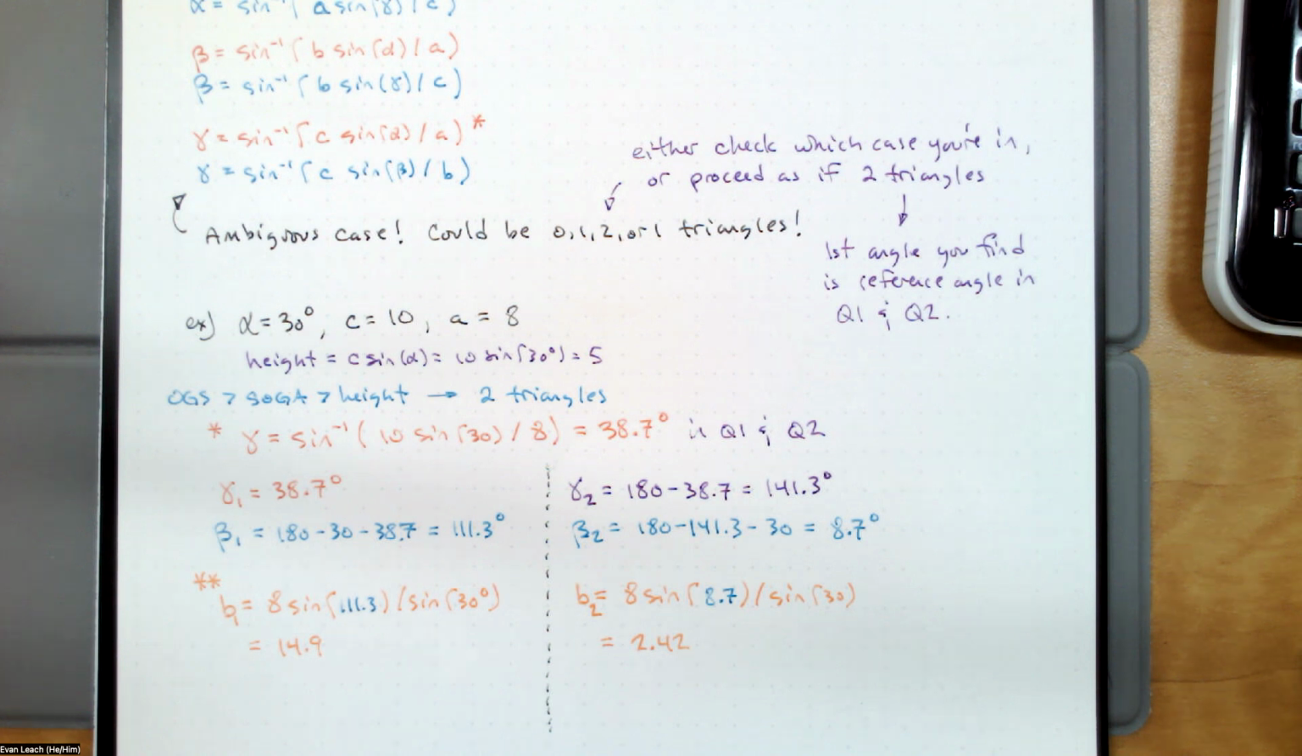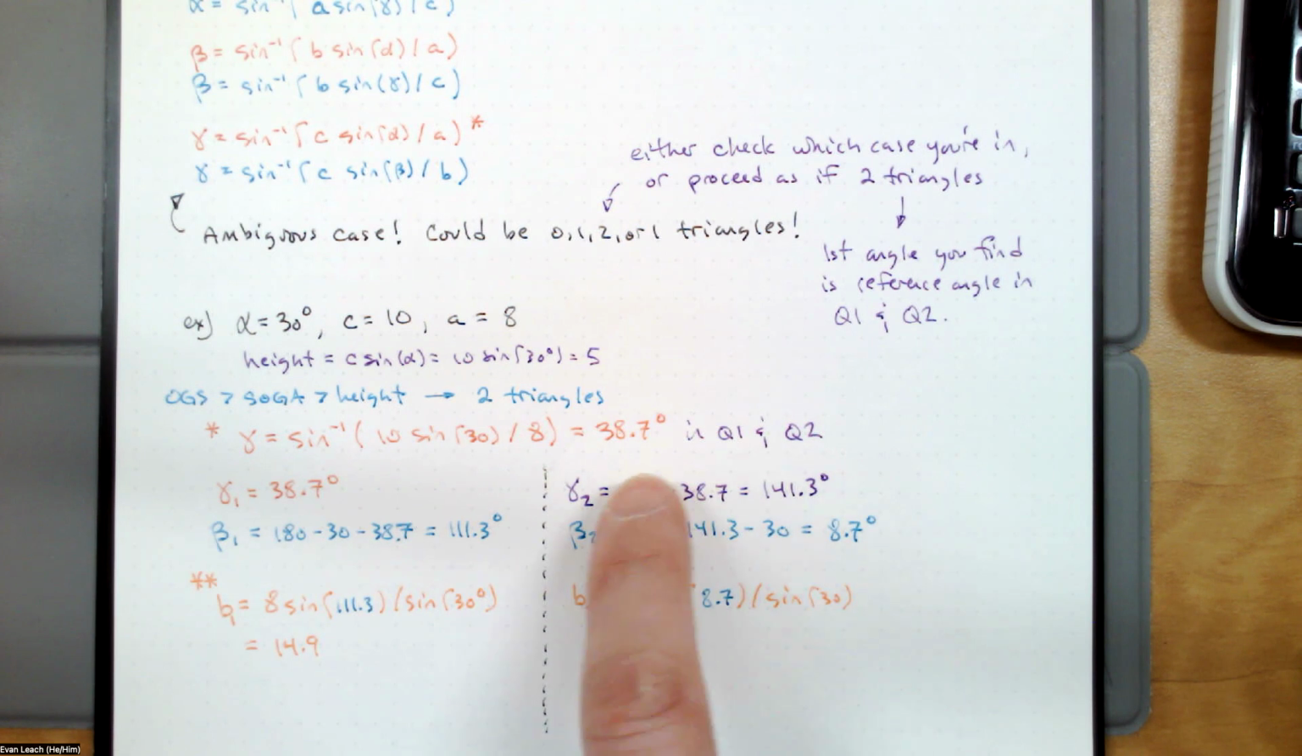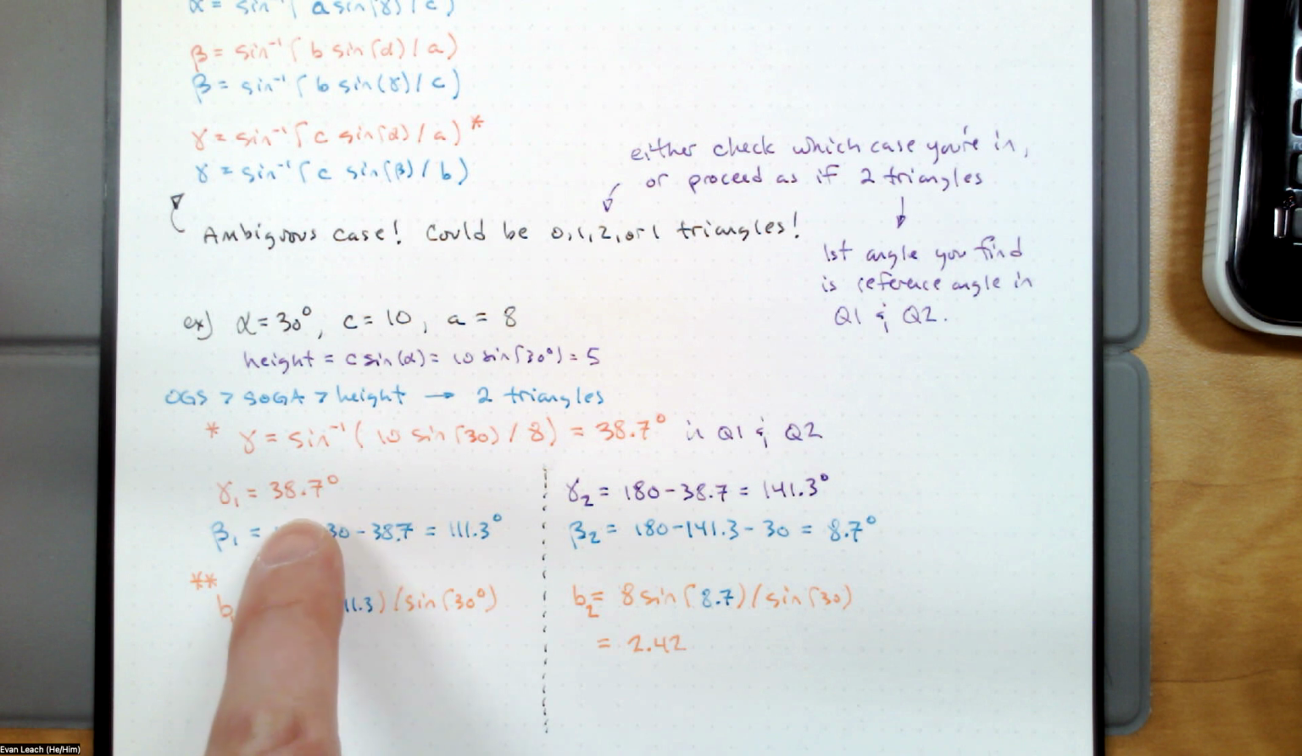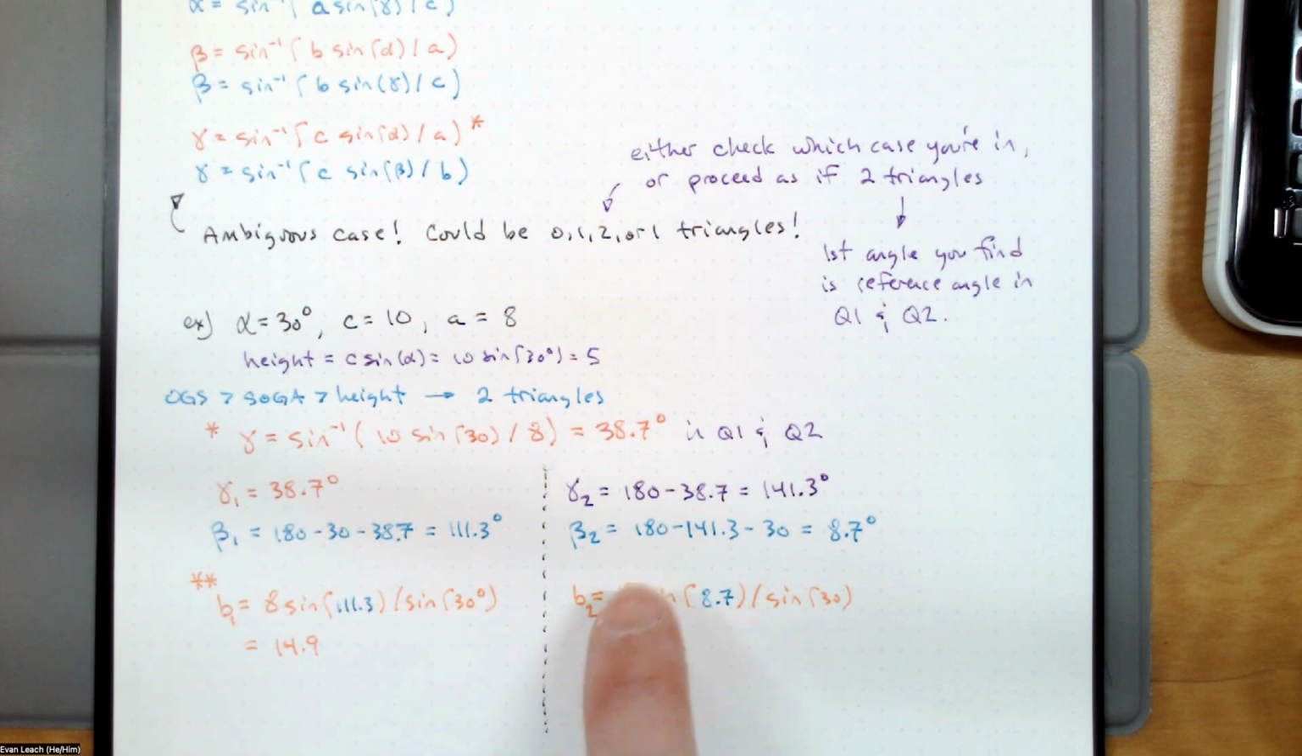The way we proceed, if we know that there are two triangles, is take the first angle that we find with the law of sines and use that as a reference angle in quadrant 1 and quadrant 2. The reason we are doing this is that quadrant 2 angles will fit in triangles. So I had a quadrant 1 angle gamma of 38.7, and that gave us a quadrant 2 gamma of 141.3. That's a very big angle, but it still fits in a triangle.